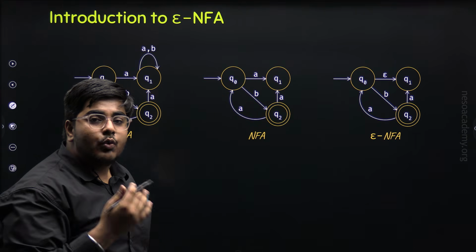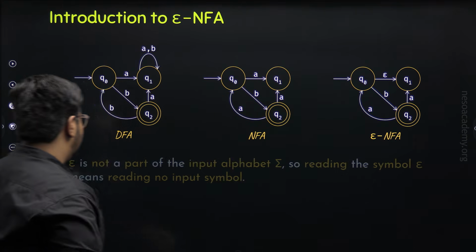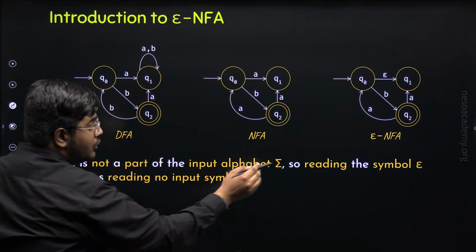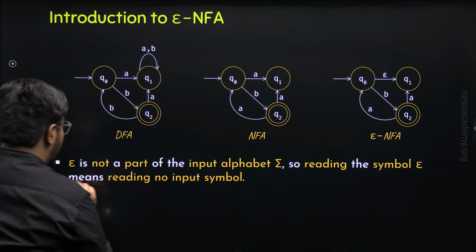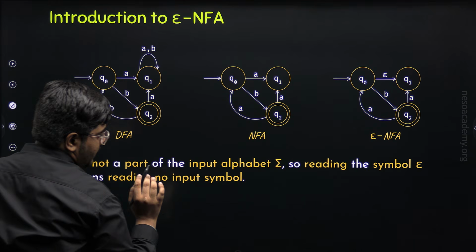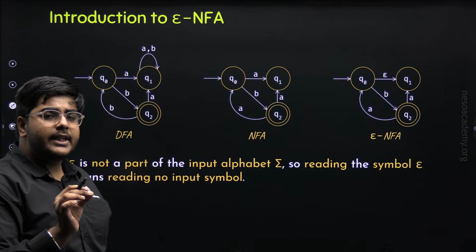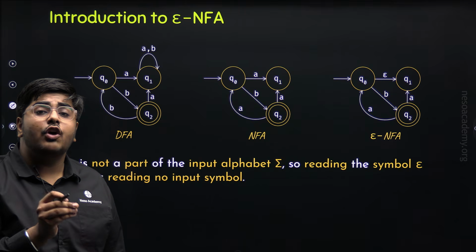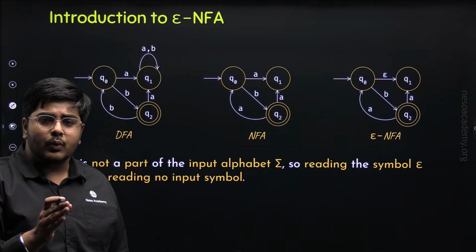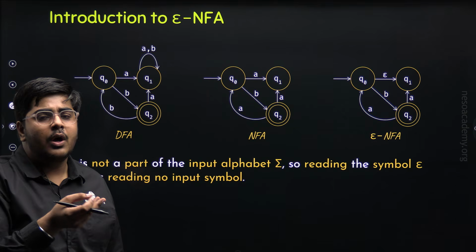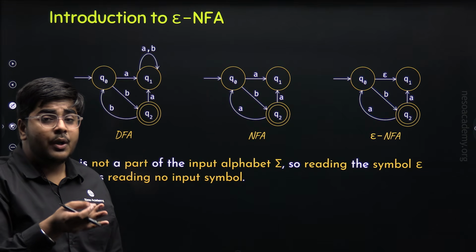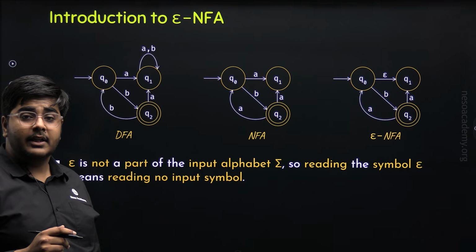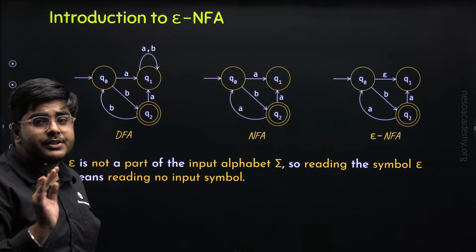Now let's understand more about this epsilon. Epsilon is not a part of input alphabet sigma. So reading the symbol epsilon means reading no input symbol. We already know what is sigma, that is our input alphabet. It is simply the set of input symbols. And we know the input symbols can be 0, 1, 2, A, B, C. But epsilon is not a part of input alphabet. Epsilon is not any input symbol.